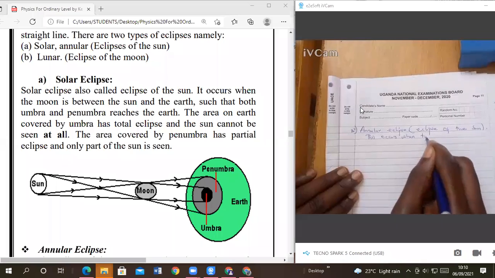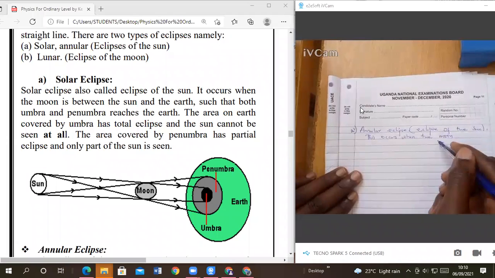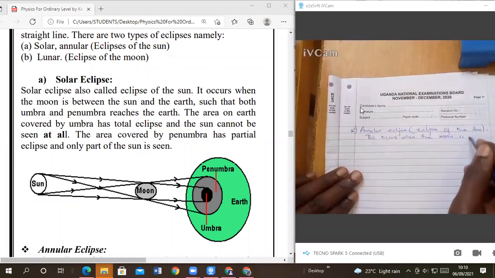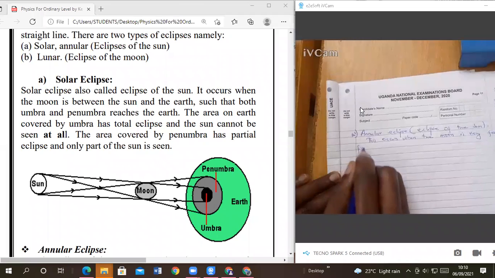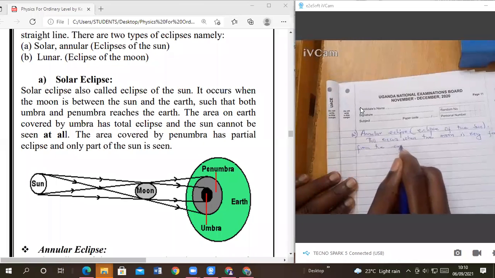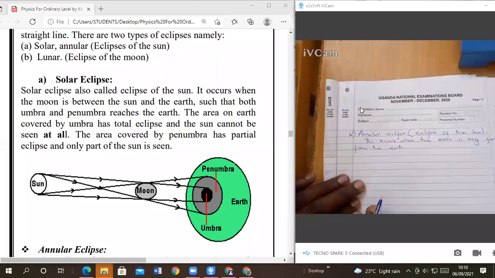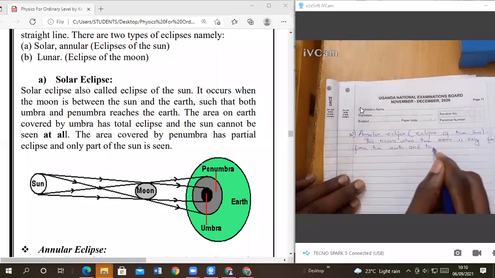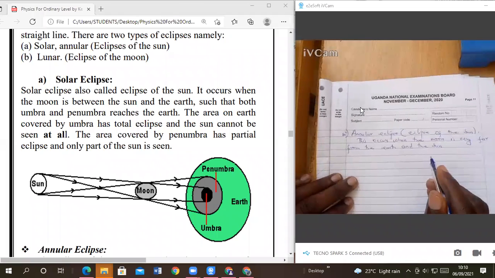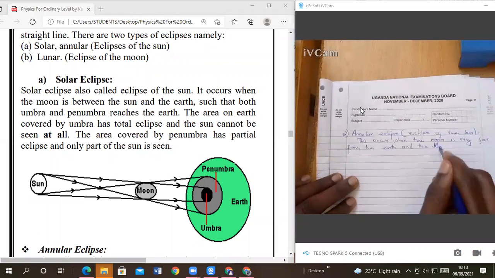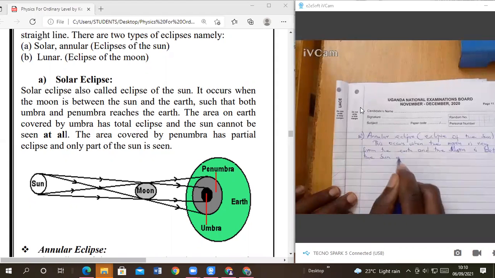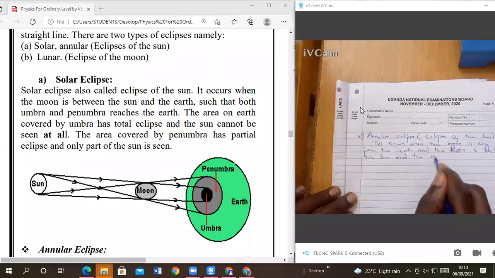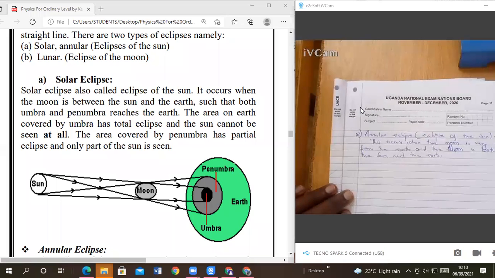So this occurs when the moon is very far from the earth. When the moon is very far from the what? From the earth. And the moon is between the sun and the what? And the earth. Okay?